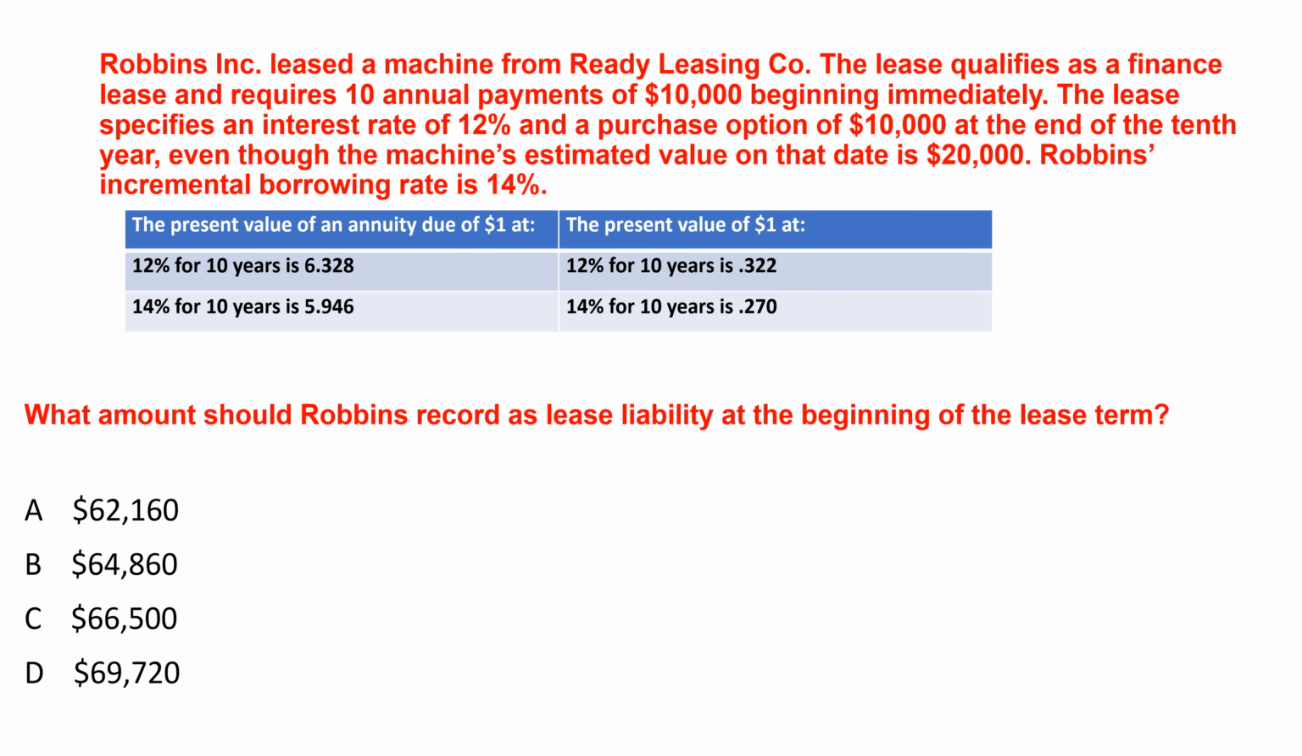Robbins, Inc. leased a machine from Ready Leasing Co. The lease qualifies as a finance lease and requires 10 annual payments of $10,000 beginning immediately. The lease specifies an interest rate of 12% and a purchase option of $10,000 at the end of the 10th year, even though the machine's estimated value on that date is $20,000. Robbins' incremental borrowing rate is 14%. What amount should Robbins record as lease liability at the beginning of the lease term? The correct answer is C.